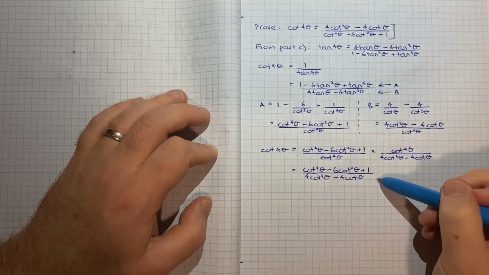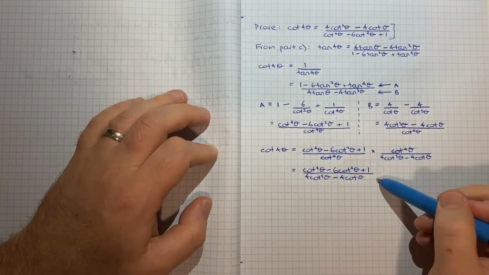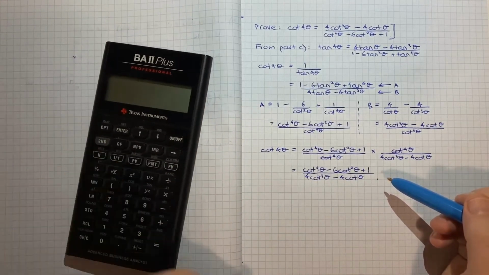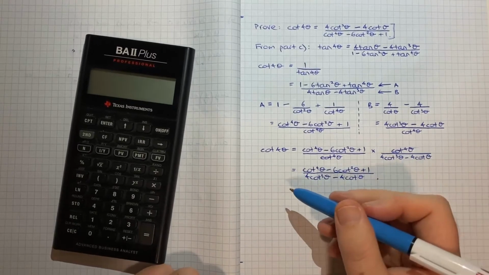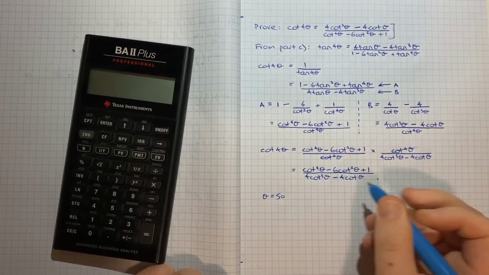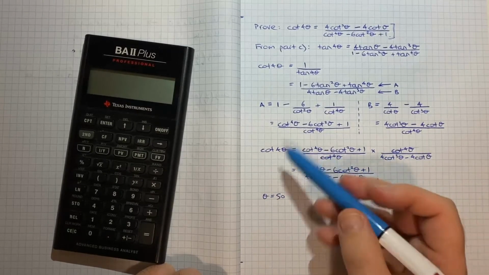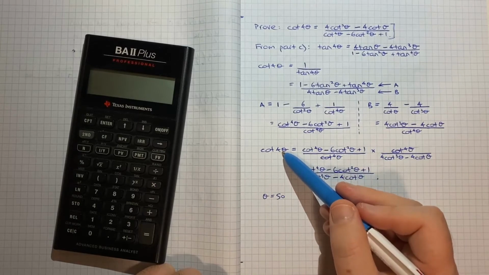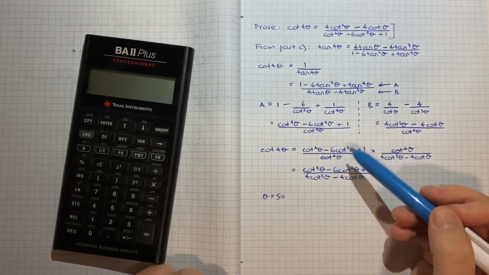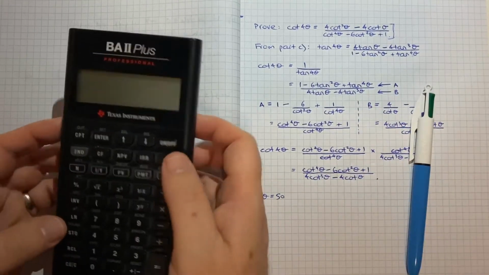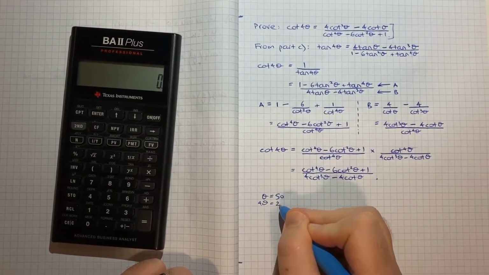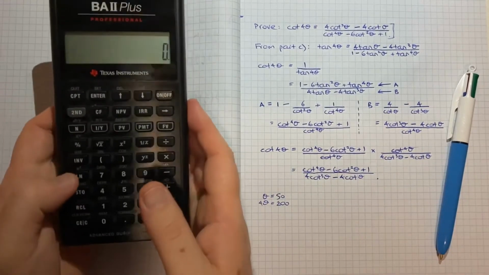Now, the beauty of trigonometric identities like this is we can use our calculator to check. So I can just pick an example. Let's just pick θ equals 50 degrees. And we can then just work out cot 4θ, the left-hand side, and work out the right-hand side and see which one is correct. So if I choose a θ of 50, then that means 4θ is going to be 200 degrees. So let's just do that on our calculator now.